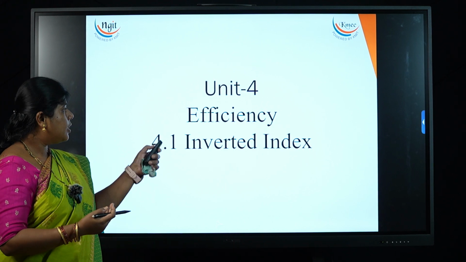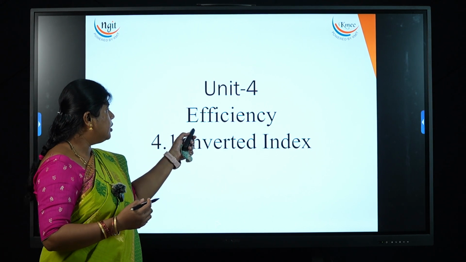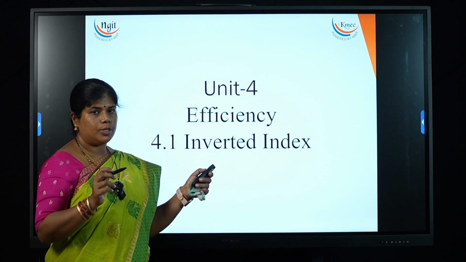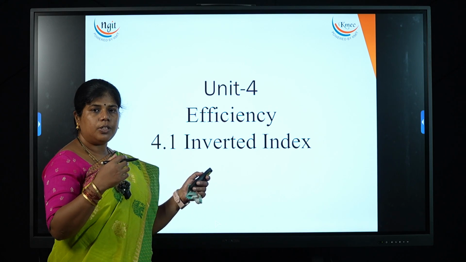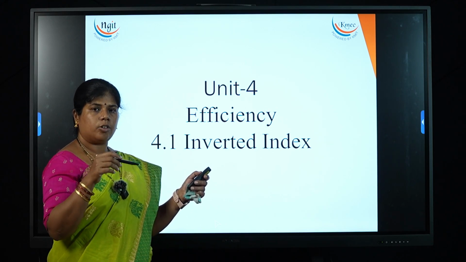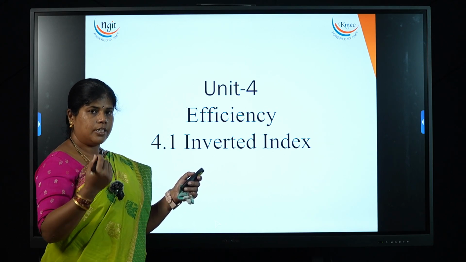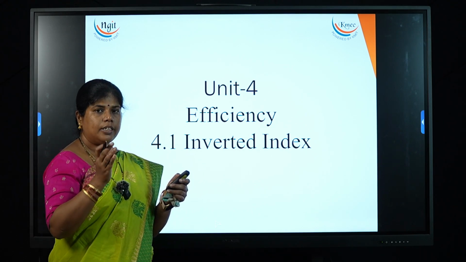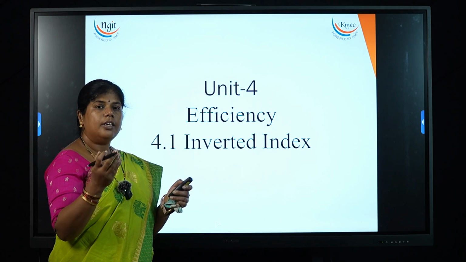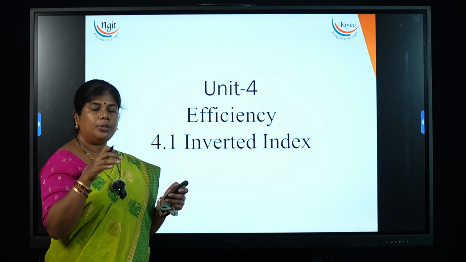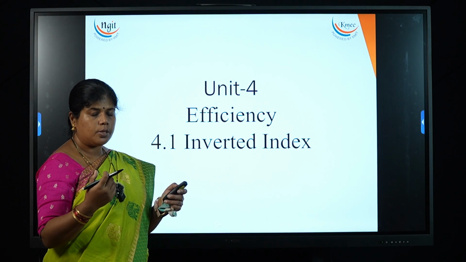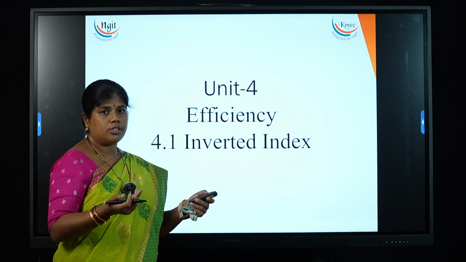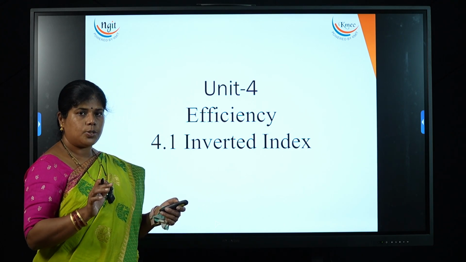Dear students, let us start with Unit 4, which is telling us how we can improve the efficiency of our information retrieval system. Till now we have seen how I can represent a document using the different representation techniques. Then how I can find out the similarity between the document and the query. Then we have seen how the meaning is affecting my retrieval process in Unit 3. Now Unit 4 wants to improve the efficiency of our information retrieval system.